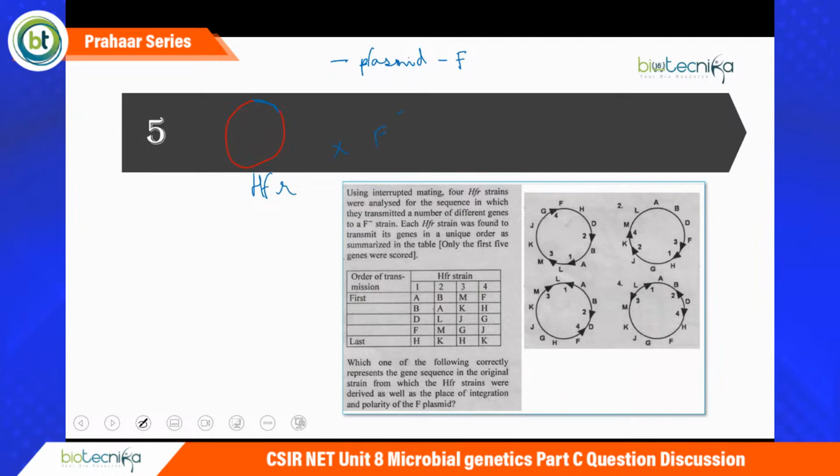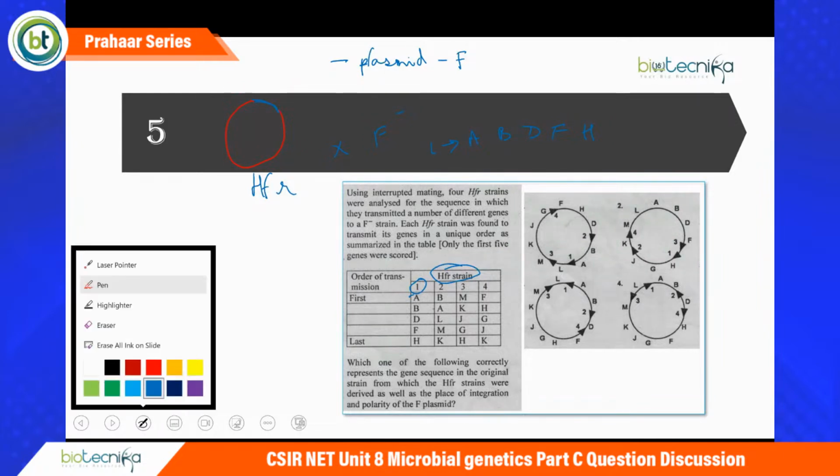to F minus cells. These different HFR strains are basically all strains of the same cell. That means they all will have the same genes present at the same position. What is different in them is the position where the F plasmid is integrating with the bacterial chromosome and the orientation in which it is integrating. Only these two differences will be there, otherwise everything will be the same in these HFR strains. Here the order of transmission is given. For example, for HFR strain 1 the order will be A, then B, then D, then F, then H.